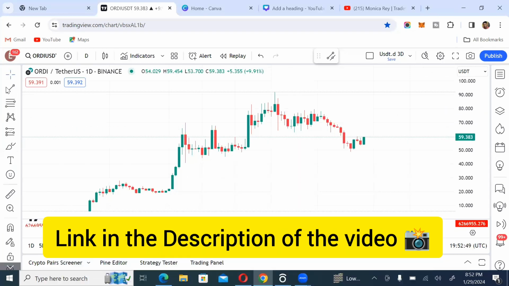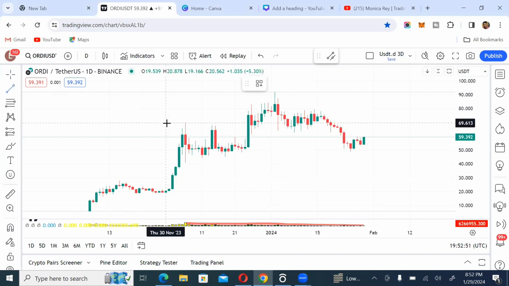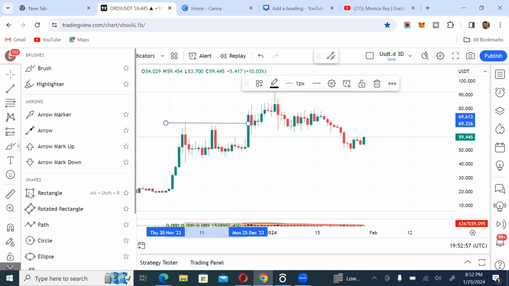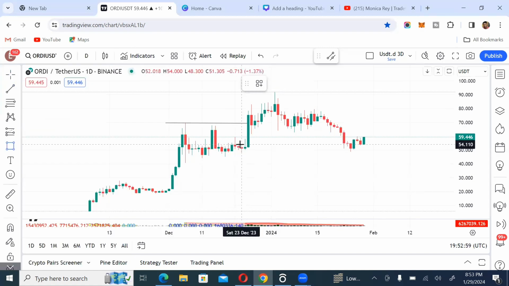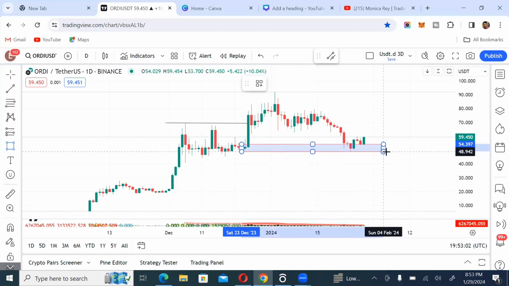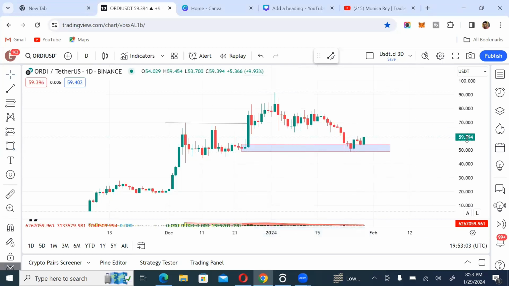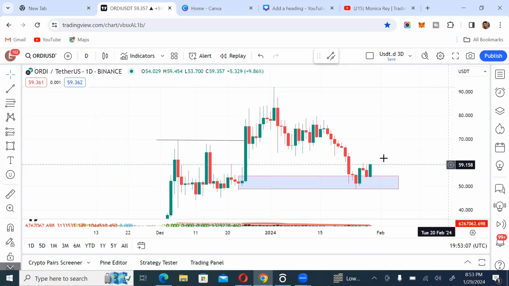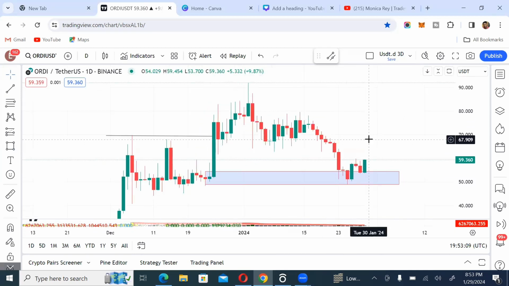So first things first, let's identify where the current break of structure is happening and what caused this break of structure. So we can clearly see that this order block is what caused this break of structure. This is a brilliant trade to take right now.